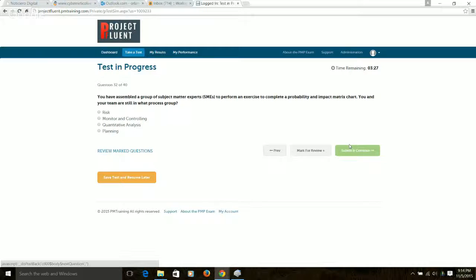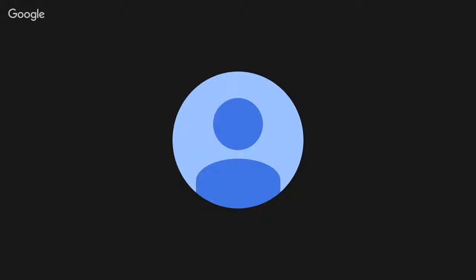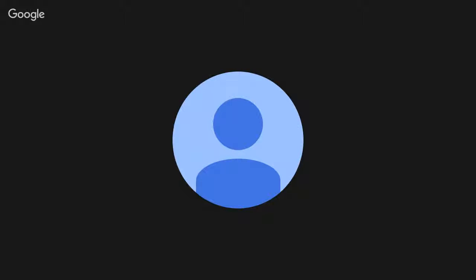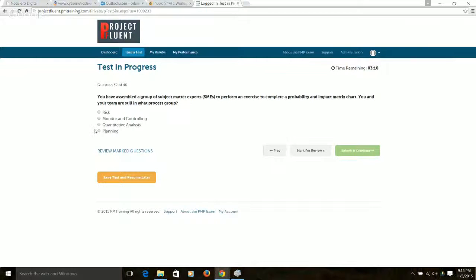Option A is risk. That's not a process group. Right. Option B is monitoring and controlling. That's a process group. Quantitative analysis. That's not a process group. No, that's not. And planning. That is a process group. Yes.